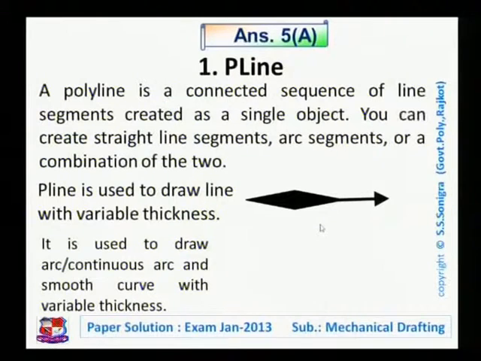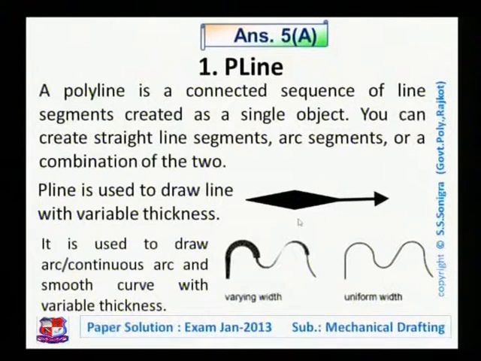It is used to draw an arc or continuous arc and smooth curve with variable thickness. Not only can we draw a straight line, we can draw an arc also with the help of P-line, and this is the example of P-line. This is an arc with variable thickness. Here thickness increases, again reduces, again less thickness, increases and so on. And this is a uniform width arc. This we can draw with the help of the P-line command.